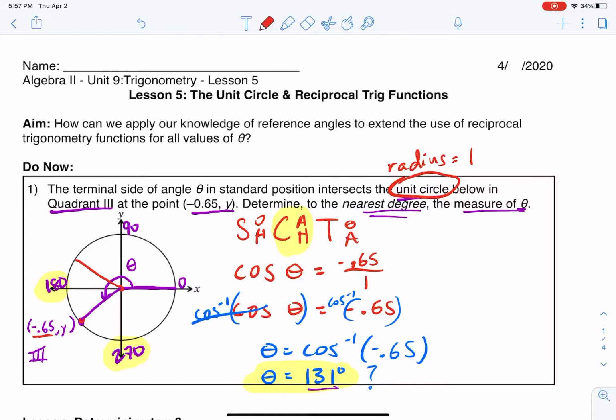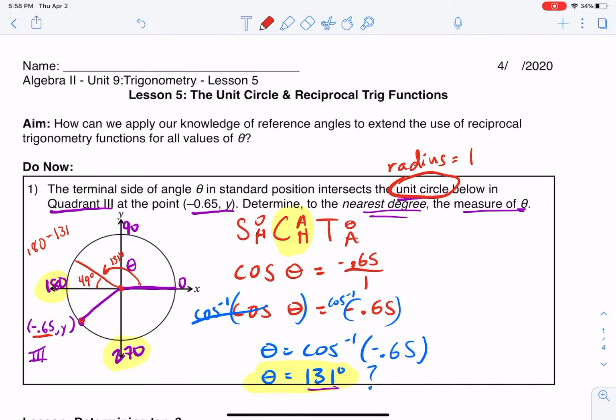All right, one thing we should ask ourselves is, this is a 131 degree angle here. But that's not the measure of theta. Theta is a bigger angle than that. One thing I could do to find out what that angle is is find the measurement of that acute angle here, which would be 180 minus 131. And that is a 49 degree angle.